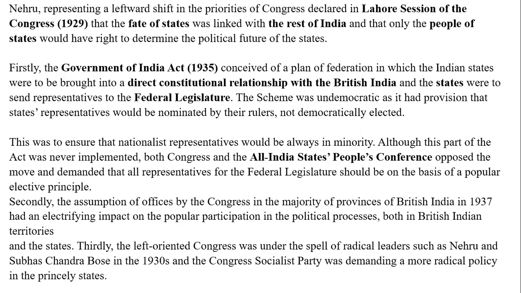Also, the divisive Government of India Act 1935 brought Indian states into a direct constitutional relationship with British India. Now states were to send representatives to the federal legislature. But the scheme was undemocratic in the sense that whoever was to be sent to the federal legislature from the states had to be nominated by their rulers and could not be democratically elected, which was not in line with democratization.